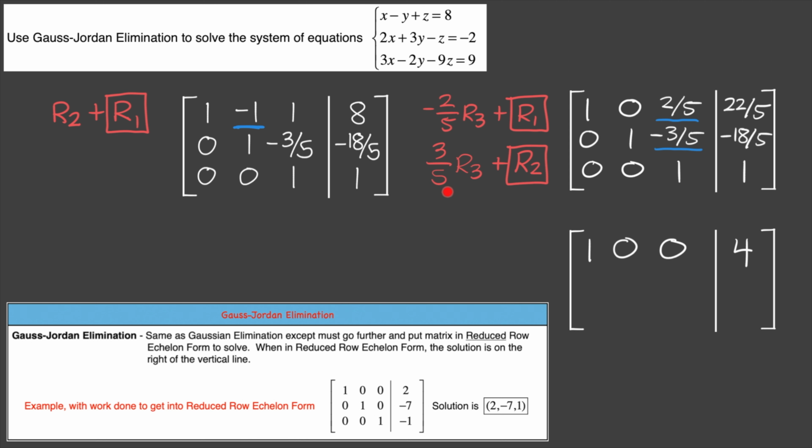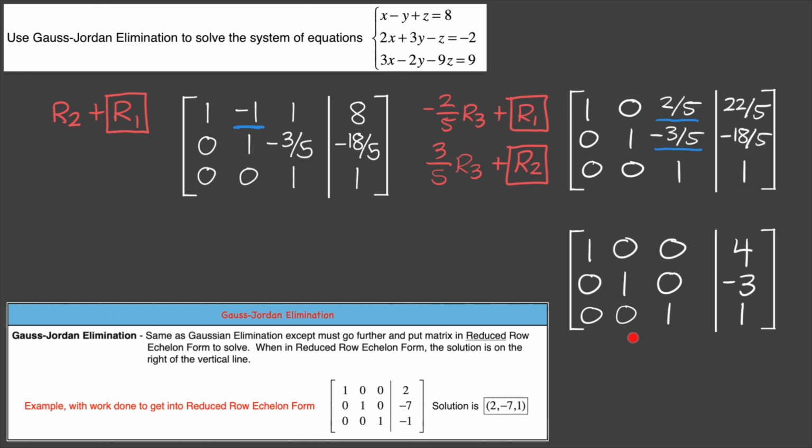Next we'll do this step here. 3/5 times 0 is 0, plus 0 is 0. 3/5 times 0 is 0, plus 1 is 1. Then 3/5 times 1 is 3/5, minus 3/5 is 0. Again, that was why we did that step, to get this to be a 0. 3/5 times 1 is 3/5, minus 18/5 gives us negative 15/5, which simplifies to negative 3. Lastly, we just rewrite our third row: 0, 0, 1, and then 1.